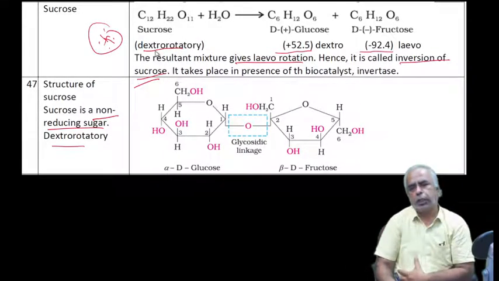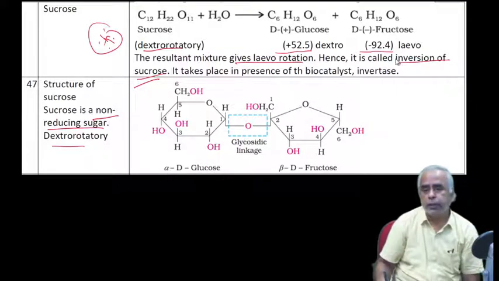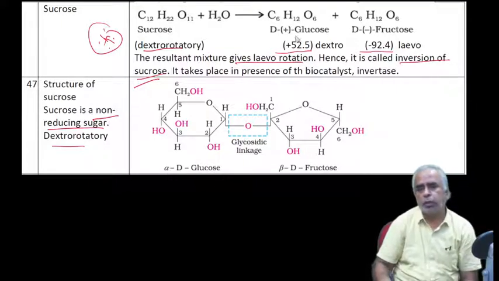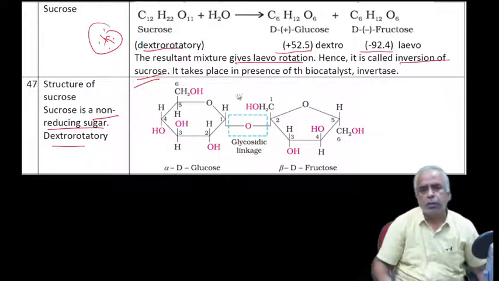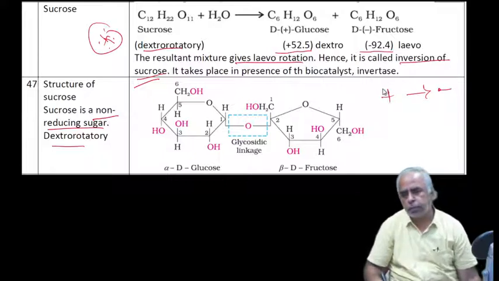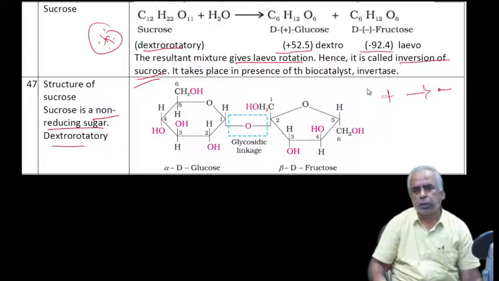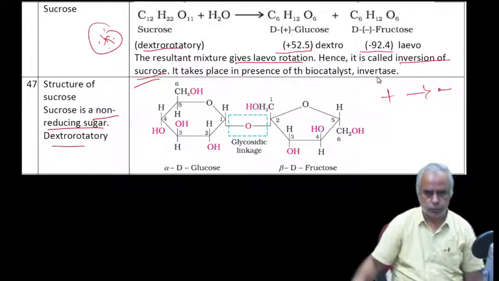So sucrose has dextro rotation, that is positive rotation, as the net one, whereas here, because of the difference in value and the higher value of levo, the net rotation of the mixture is levo. Since it is rotating from plus to minus, it is called levo, inversion of sucrose. And the responsible biocatalyst, that is the enzyme that causes the inversion, is called invertase.